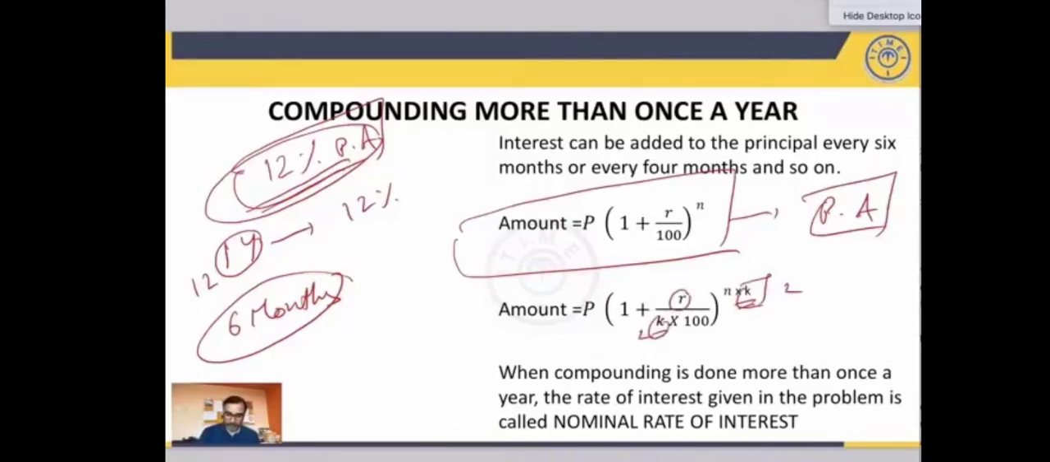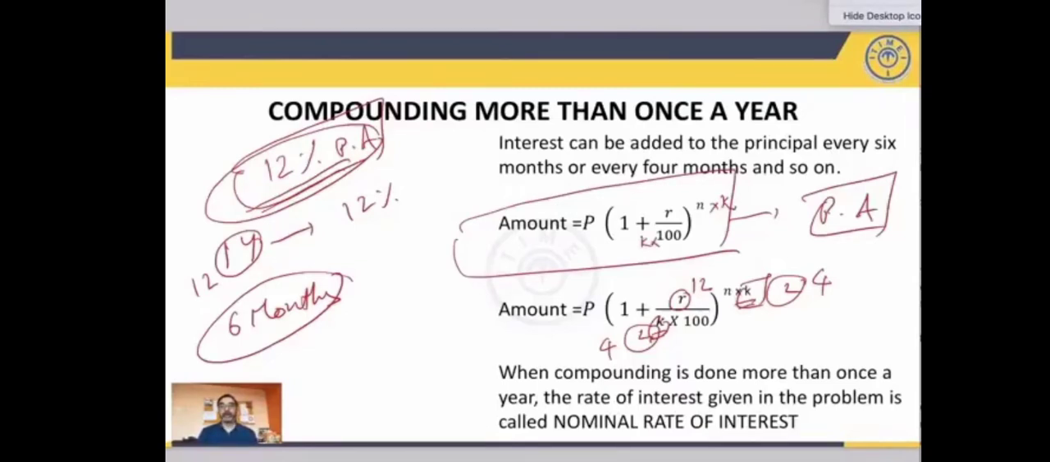So what will happen? You do 12 percent divided by 2, whole power n into 2. Suppose they say it's calculated once every 3 months. How many 3 months are there in 1 year? There are four 3 months. So here this will become 4 and this also will become 4. So whenever you are calculating interest more than once a year, the formula will be the same, but here you have to multiply with k, where k is the number of times it is calculated, and divide by k.